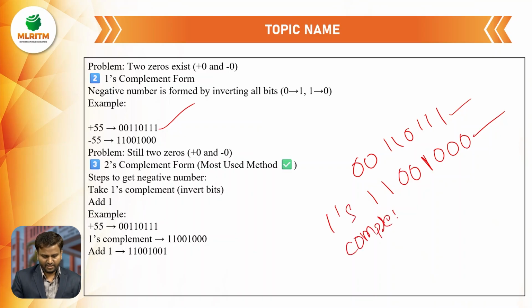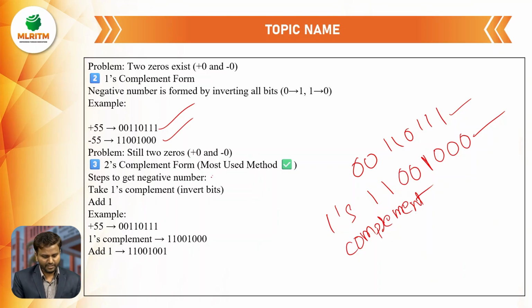A positive number is converted to a negative number by taking its one's complement. For minus 55, we still have two zeros, plus zero and minus zero. So we need to use the 2's complement method, which is used to solve this problem.